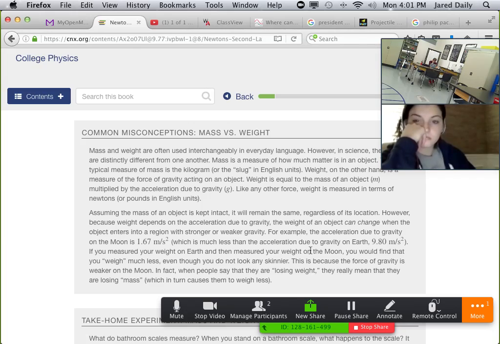So who has an idea for what the definition of mass should be? The amount of stuff in an object. Yeah, you could definitely say it's the amount of stuff that something has in it.